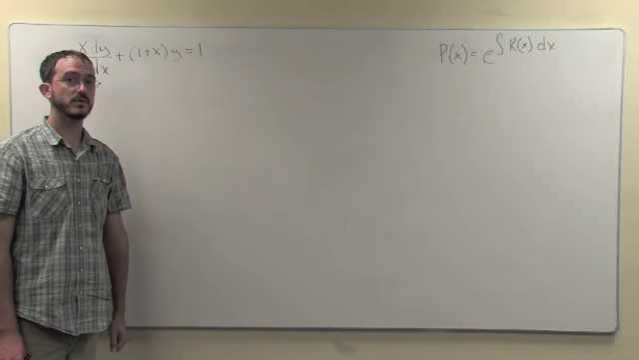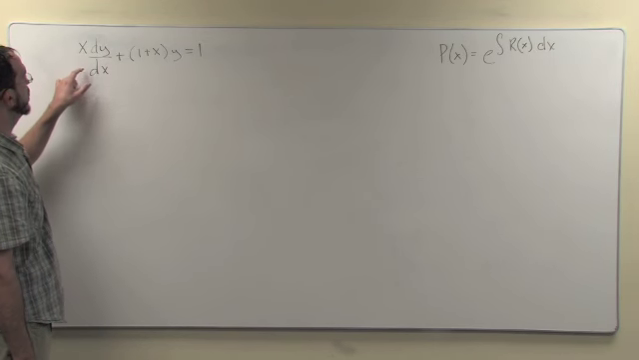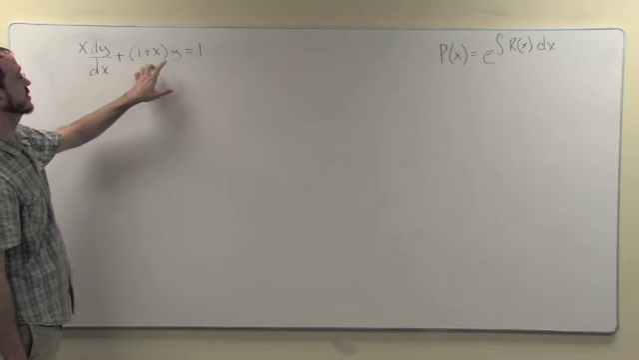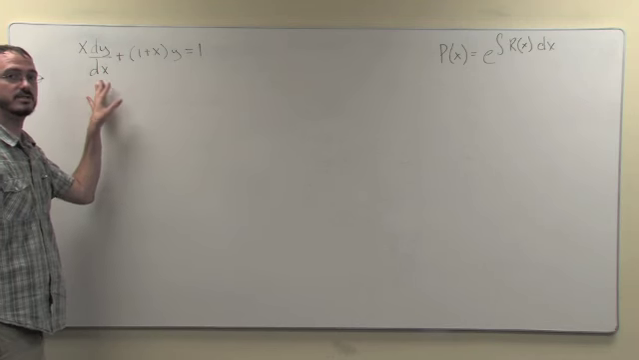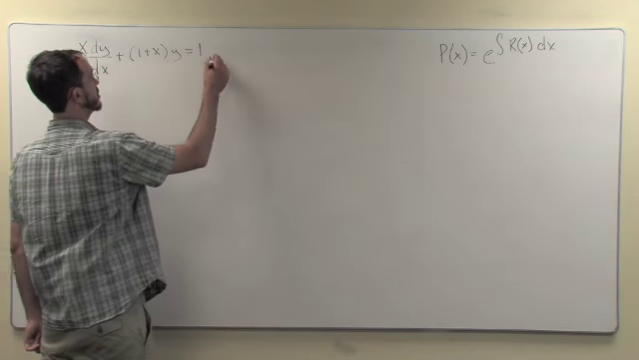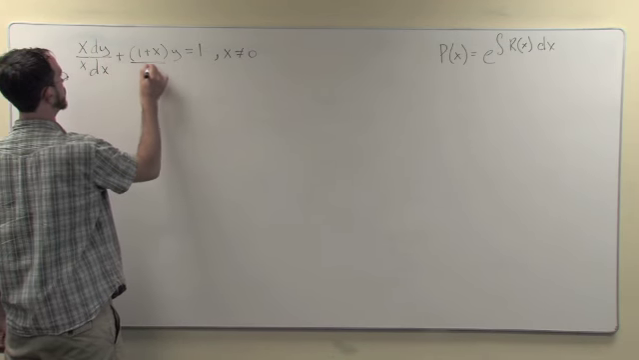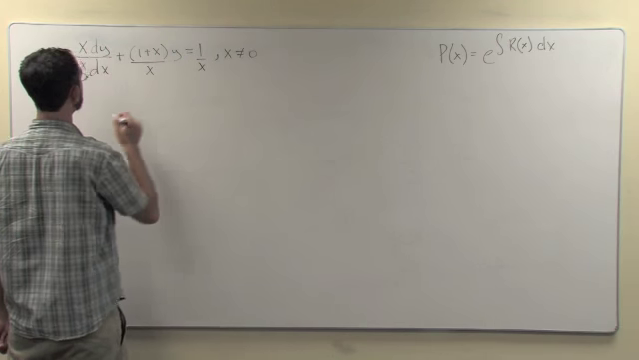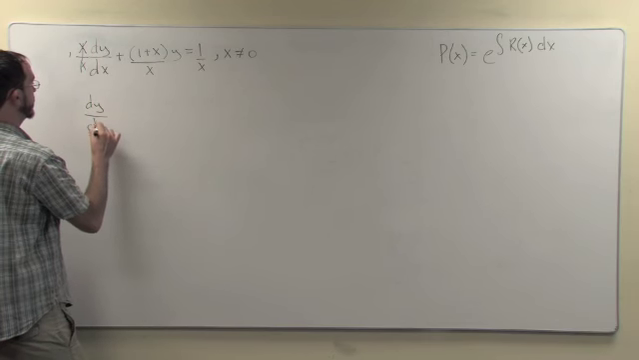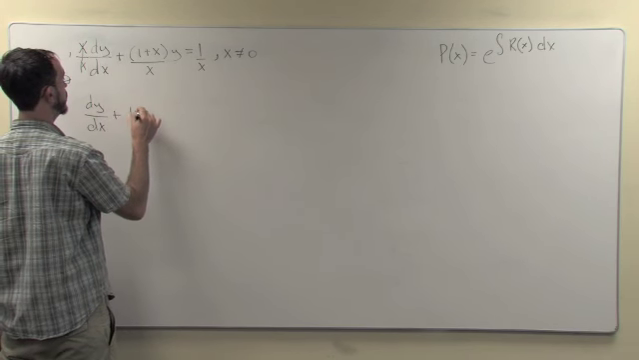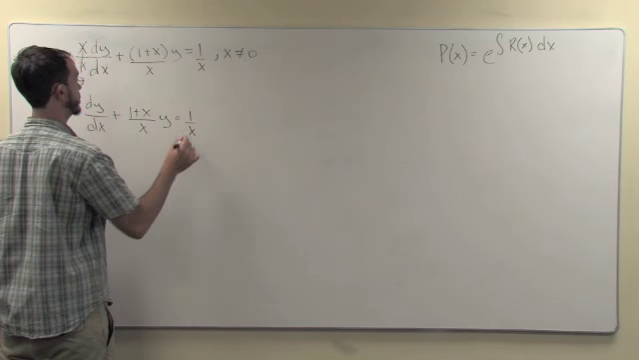Now let's solve the linear first-order equation we started with. Suppose we have the equation x times dy dx plus (1 plus x) times y equals 1. First, we want to write this linear first-order equation in standard form. We do this by assuming x is not equal to 0 and dividing each term in the equation by x. x over x reduces to 1, leaving us with dy dx plus (1 plus x) over x times y equals 1 over x.